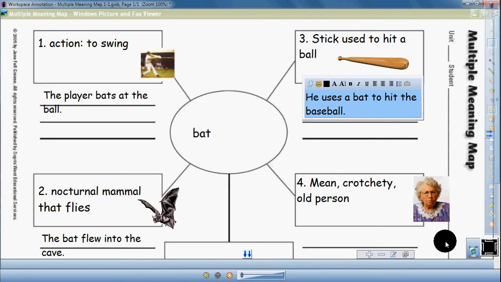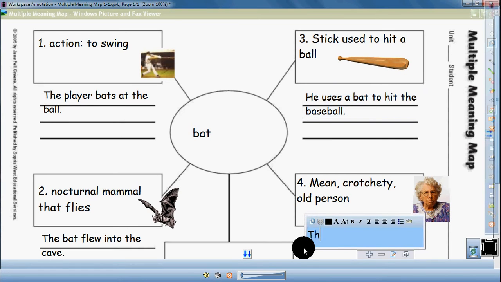And the fourth one, this is one we don't use as much, but what it means is a mean, crotchety, that means irritable, old person. Somebody who's just, well, like this lady here. Okay? So let's put that into a sentence. The old bat yelled at me. That's what an old bat would do.